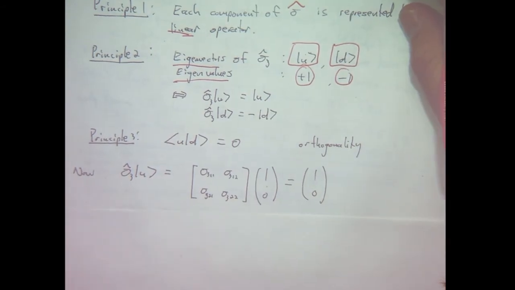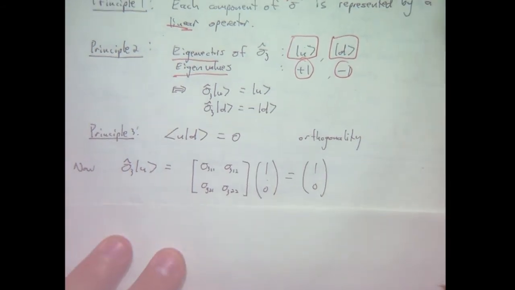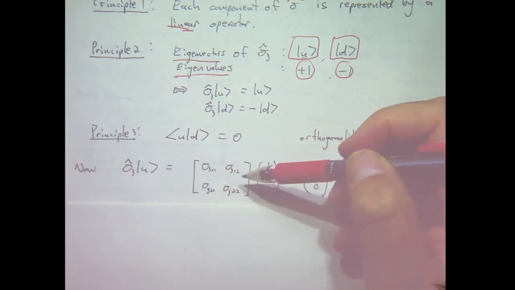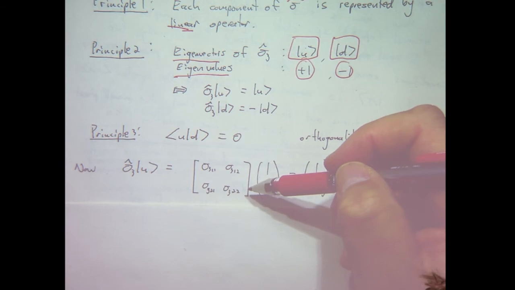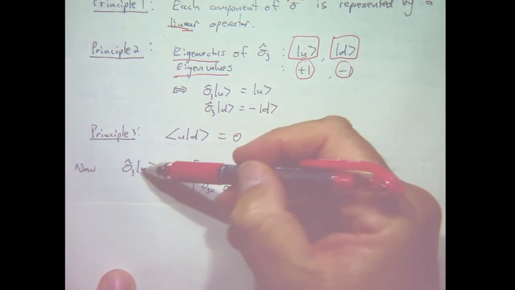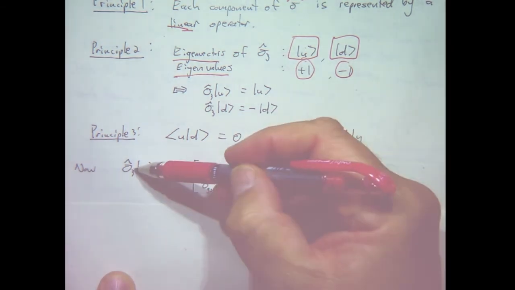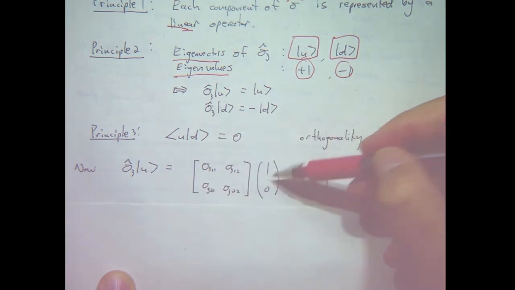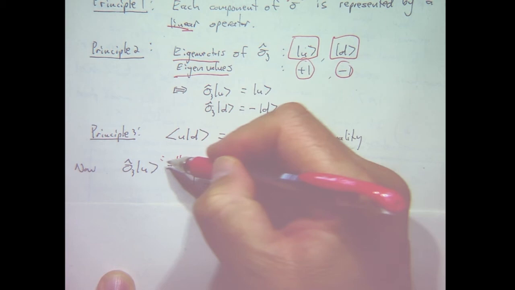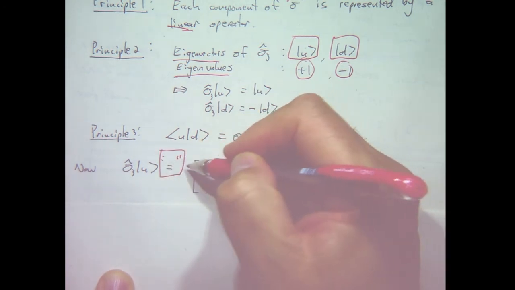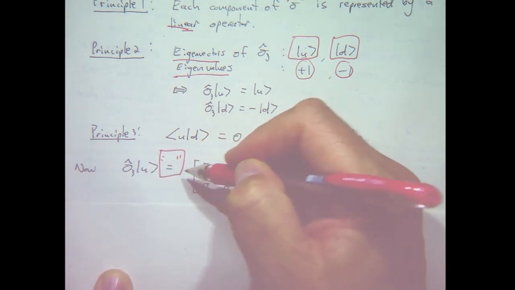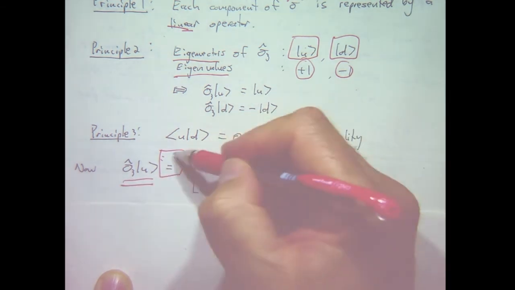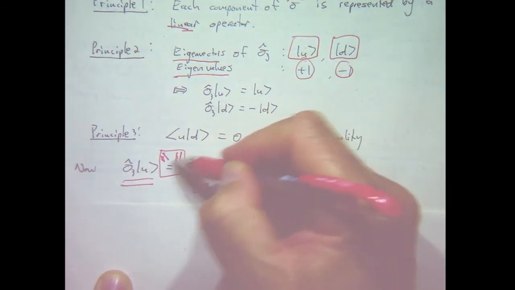So, using that information, let's see what we can do. We're going to represent the operators as matrices. We have two basis vectors, so we only need a 2x2 matrix. So the operation sigma z acting on the up vector will be this 2x2 matrix acting on 1, 0. Now this equals sign will be viewed with horror by purists because this is an abstract notation and this is a concrete notation. So this is not really equal.